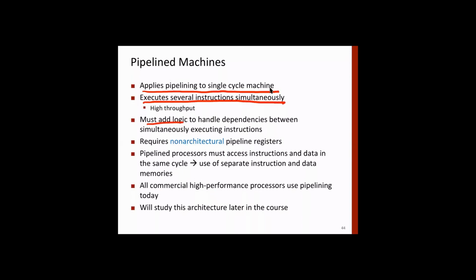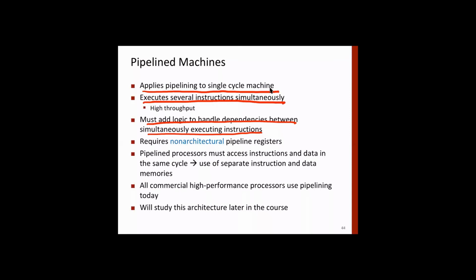It must add logic to handle dependency between simultaneously executing instructions, because the second instruction is using a functional unit which the previous instruction is also using. So there can be some dependency because the functional units are the same. Then we need to handle that.